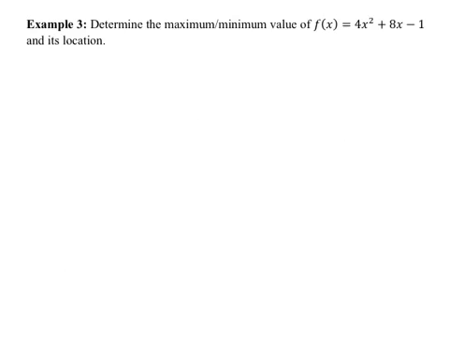It says determine the maximum/minimum value of the following function, f of x equals 4x squared plus 8x minus 1, and find its location. So here we're trying to figure out, first of all, is it a max or a min? Let's start with that. We can see that since a is positive, the graph is going to open upwards, so it is going to be a minimum value. So we know already we're looking at a minimum.